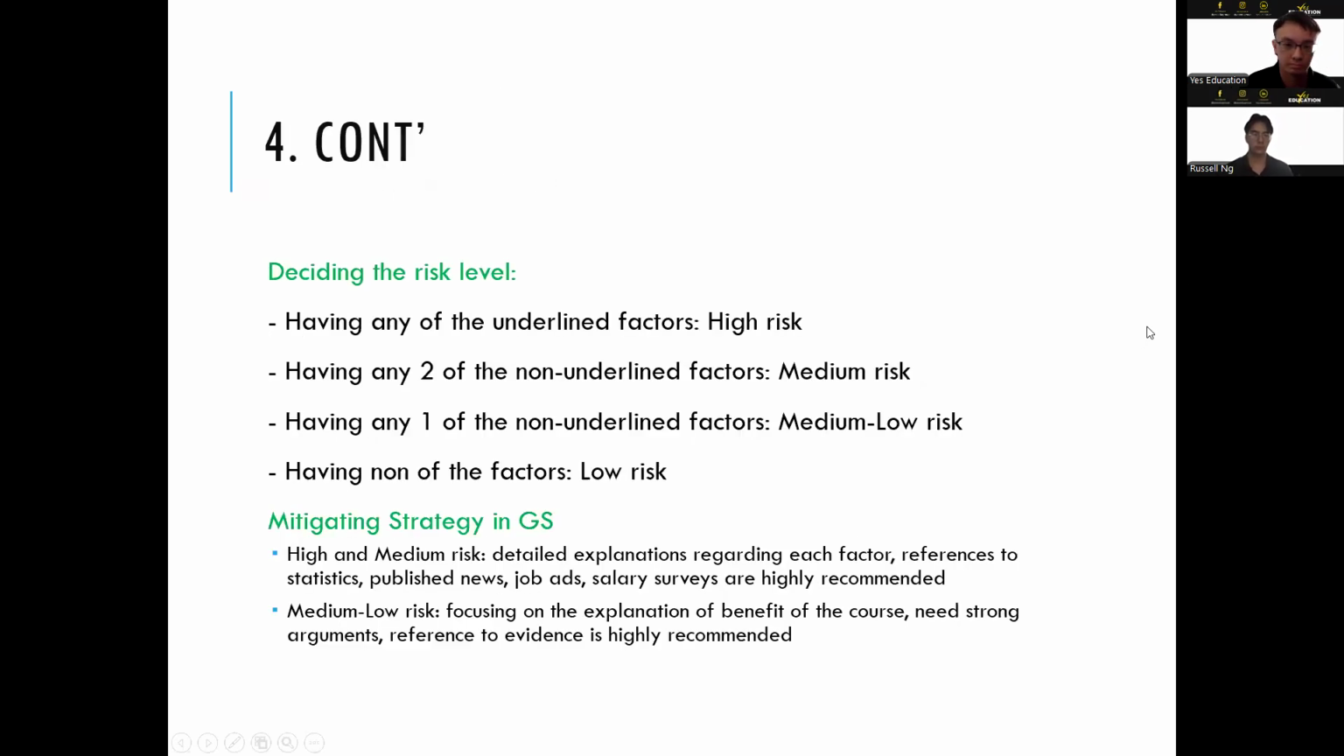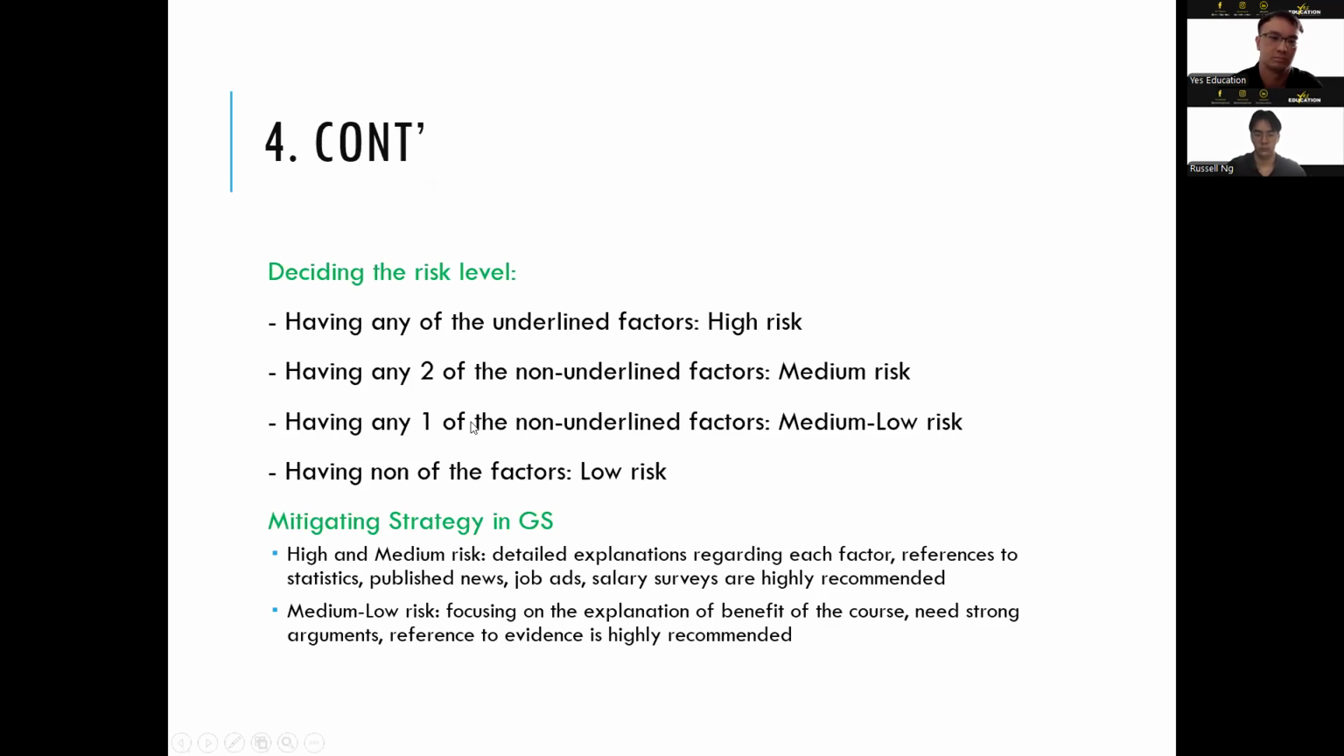And how do I decide the risk level? Usually, if the student is having any of the underlying factors, it can be a high risk case. High risk case means you need extensive work on your genuine student visa statement. And then if you're having any two of the non-underlying factors, it's a medium risk. You still need attention to it, maybe provide evidence or need a strong GS statement.